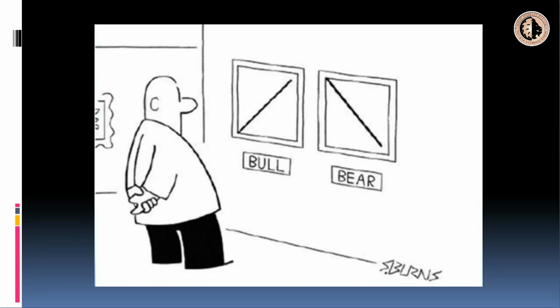I think this cartoon will encapsulate the two parts of looking at trends. One is either a bull market, or two, it is a bear market. In a bull market, the prices are rising. In a bear market, the prices are dropping. Now, there is one that is missing here.